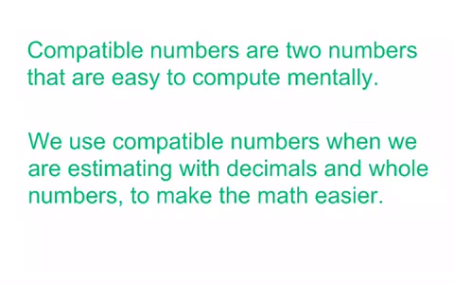Compatible numbers are two numbers that you can easily compute mentally in your head. So we use compatible numbers when we are estimating with decimals and whole numbers to make math easier in our heads. Instead of rounding like 5 up, 4 down, we still kind of use that idea, but we also use compatible numbers to see what numbers I can round to do them more easily in my head.